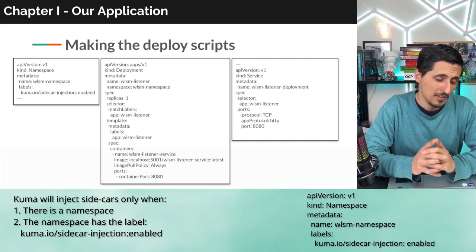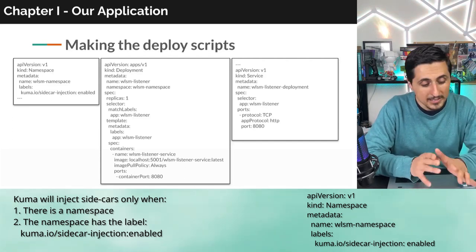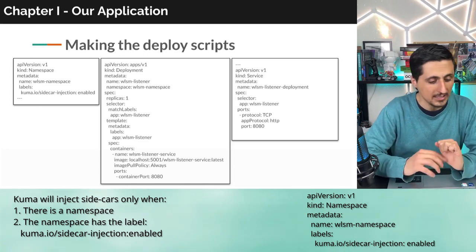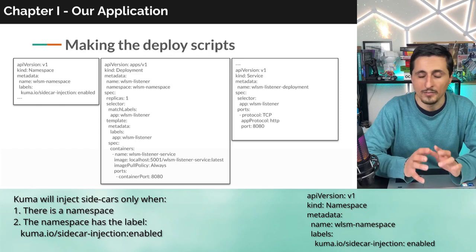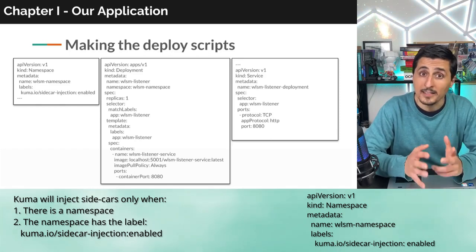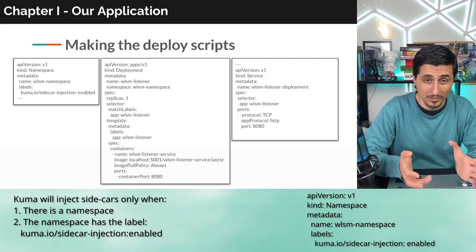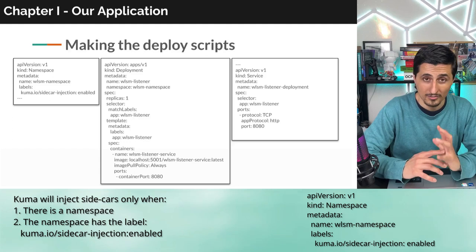And one of the things that Kuma likes to use is labels. And labels here are crucial. You need to have this label, kuma.io/sidecar-injection: enabled, so that Kuma can recognize this as a deployment that needs a sidecar injection. So this is how you get the sidecar injection next to your container.